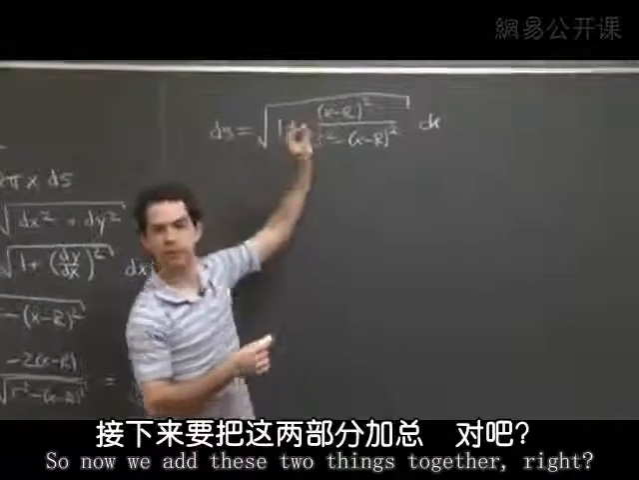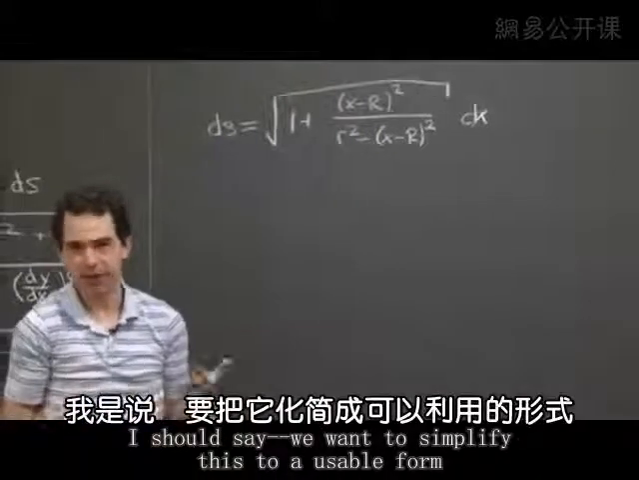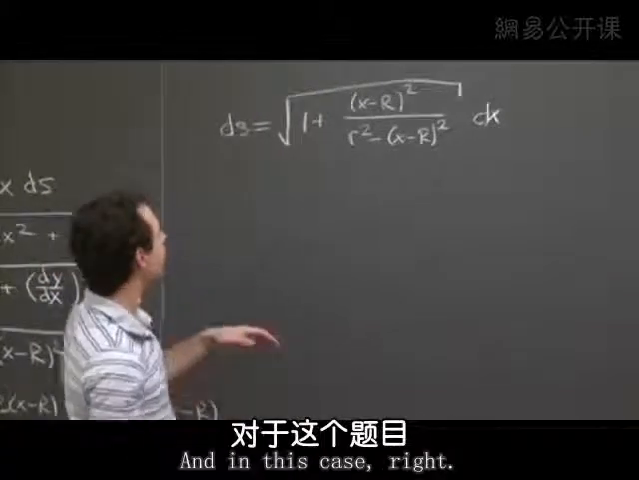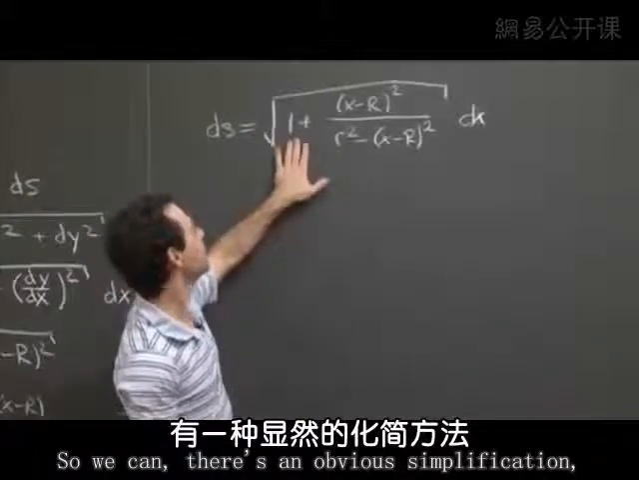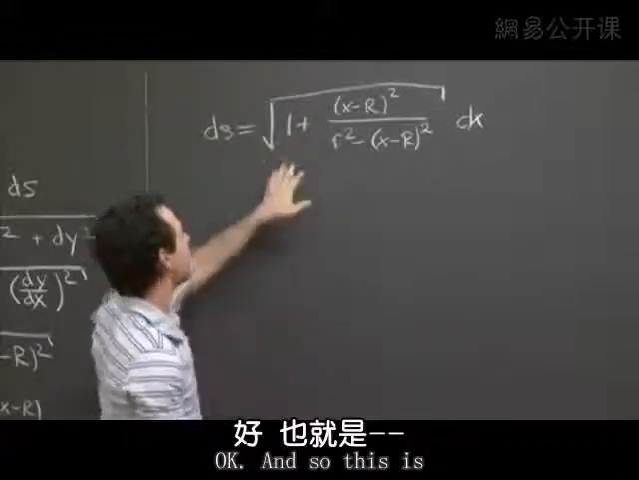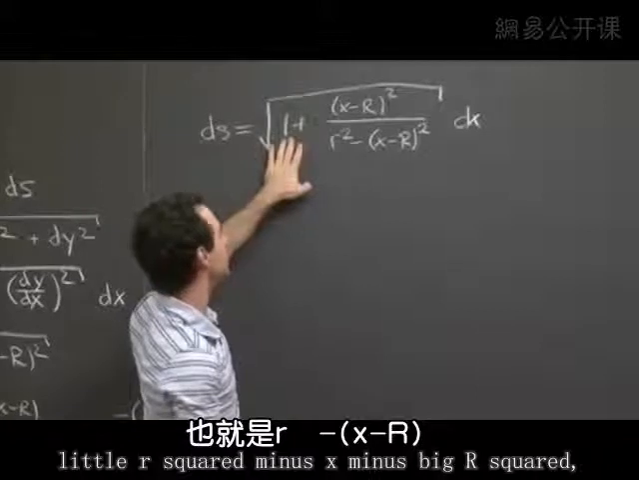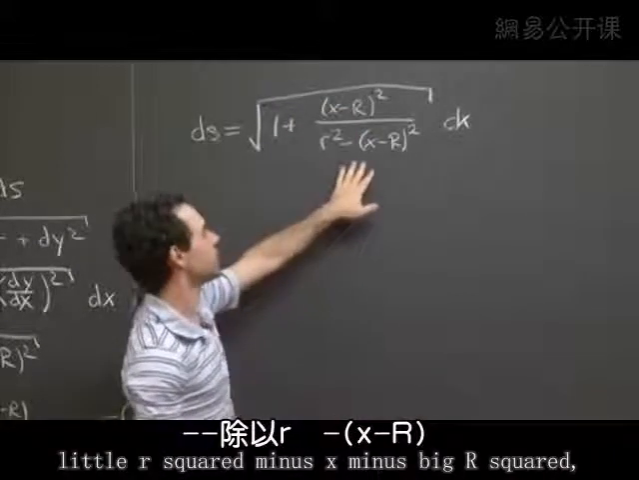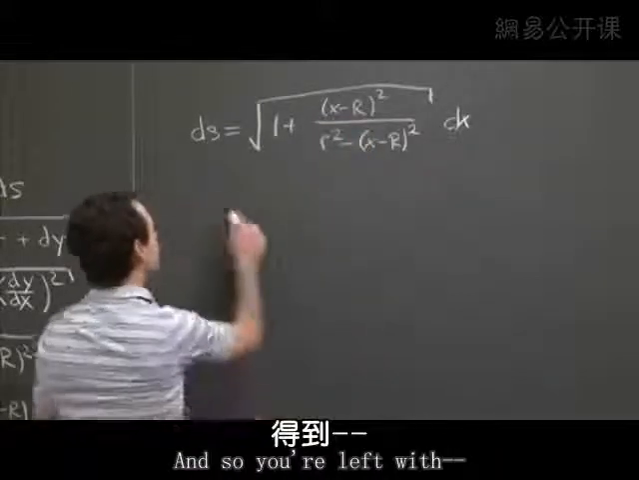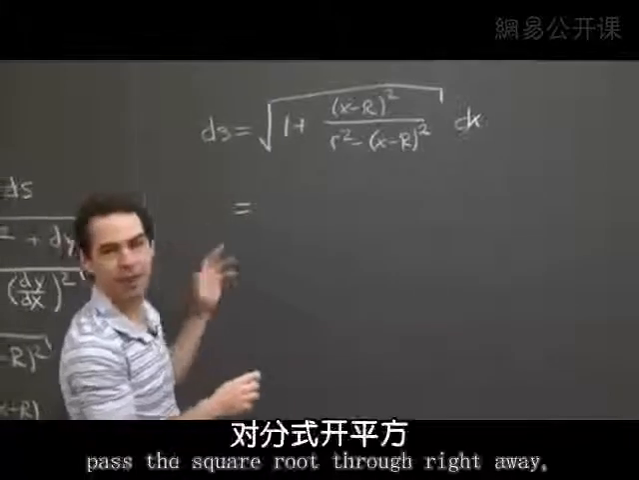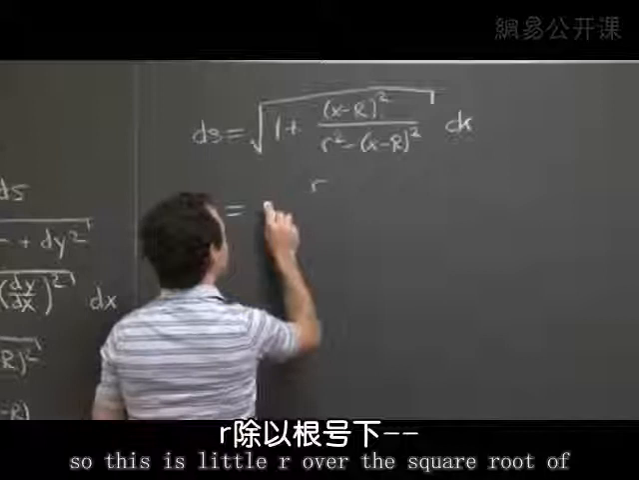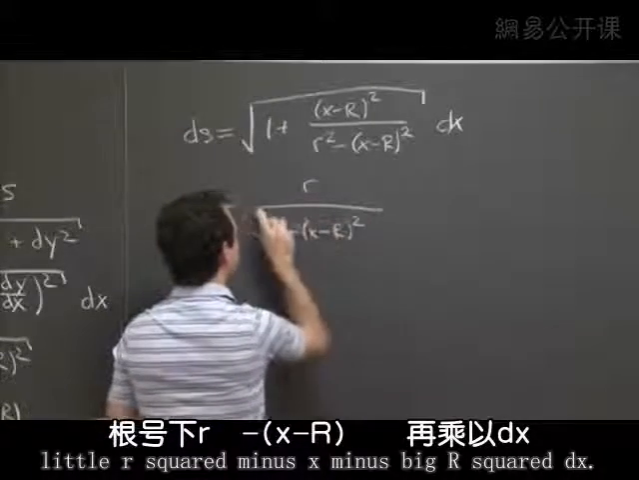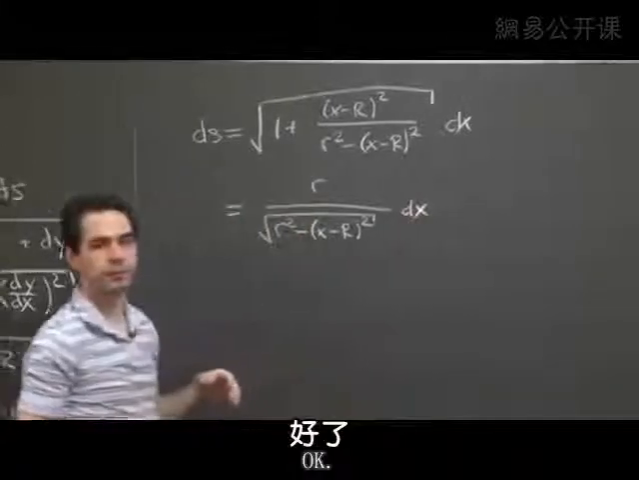dx. Great, good. So now we add these two things together. I should say, we want to simplify this to a usable form. To put it in a usable form, we're going to manipulate it until it looks as nice as we could hope for. And in this case, there's an obvious simplifying step, which is we can add this 1 into the fraction. So this is little r squared minus x minus big R squared over little r squared minus x minus big R squared. And when you add it to x minus big R squared over little r squared minus x minus big R squared, this part cancels. And so you're left with, and now I'm just going to pass the square root through right away, little r over the square root of little r squared minus x minus big R squared dx. Just a little bit of algebra there.